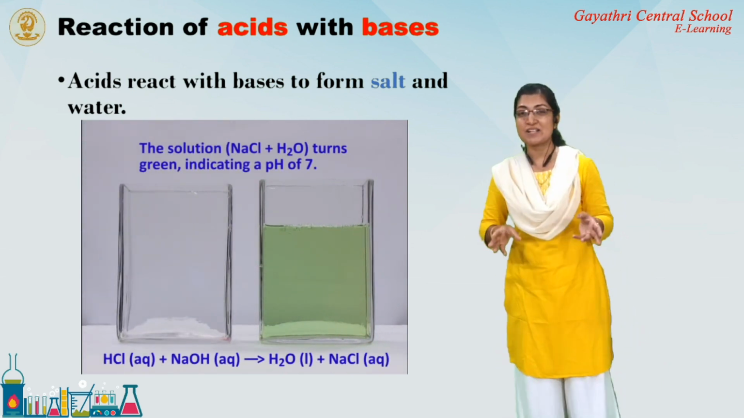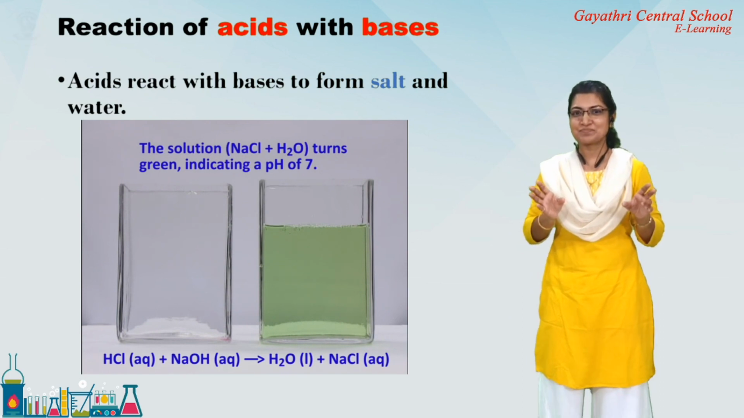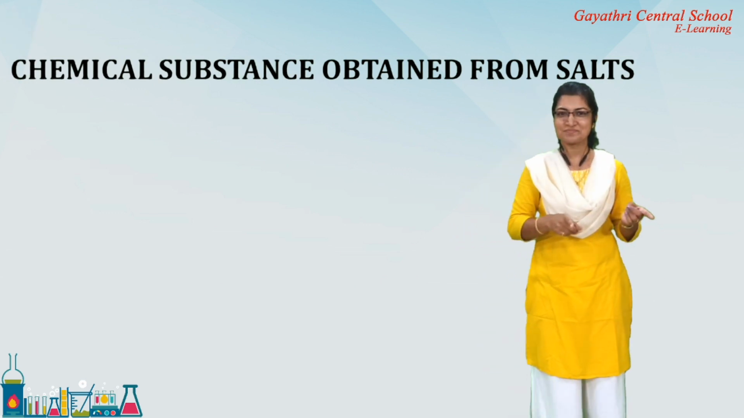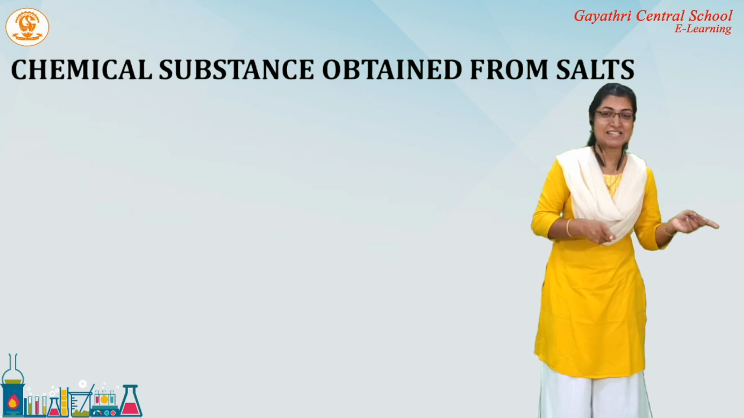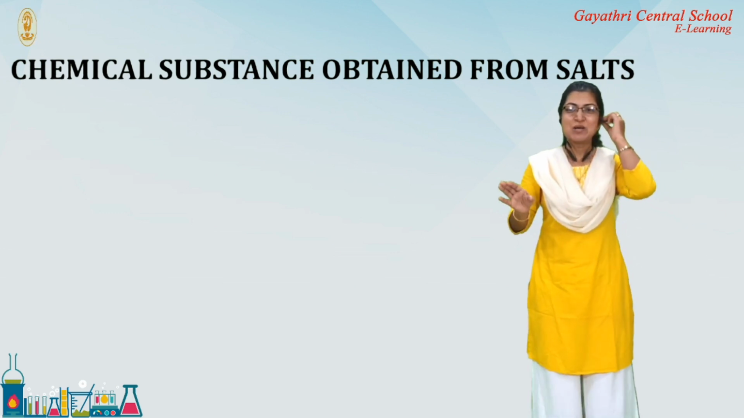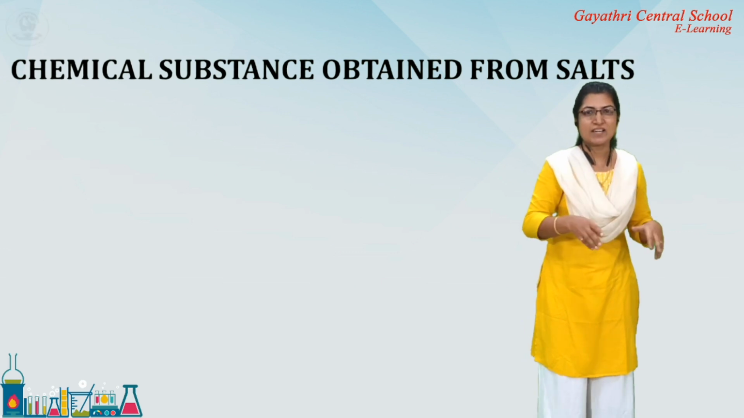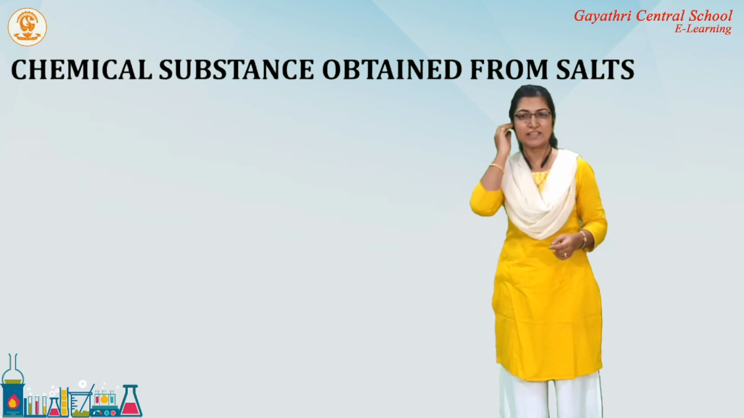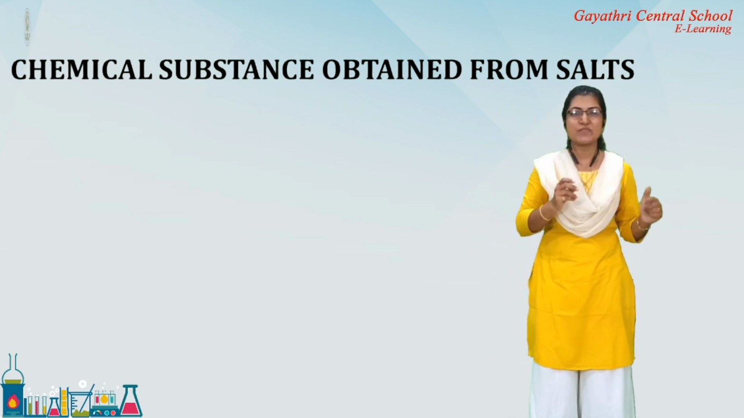Now, are all salts neutral in nature? No. If we want to get salt, we have to add acid and base, isn't it? So when acid and base are mixed, we will get salt and water. Now the nature of the salt depends on what? It depends on the parents. Acid and base are the parents of salt. So the nature of the salt depends on the acid and base from which it is formed.